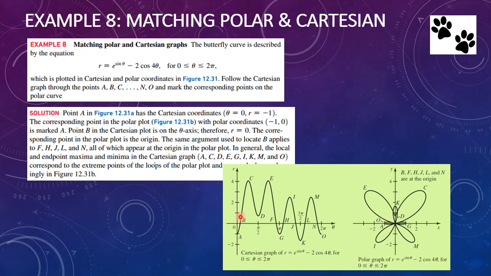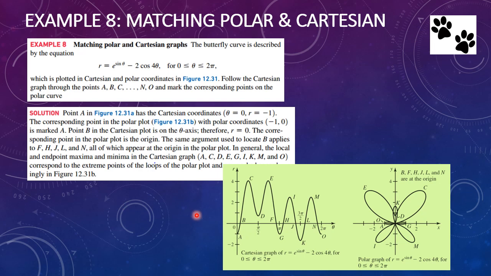Point B is on the Cartesian axis, which means that r is 0. So in this case, both x and y are 0 because you have r sine theta and r cosine theta. So point B is at the origin, which you really can't see here in the polar coordinate. Okay?